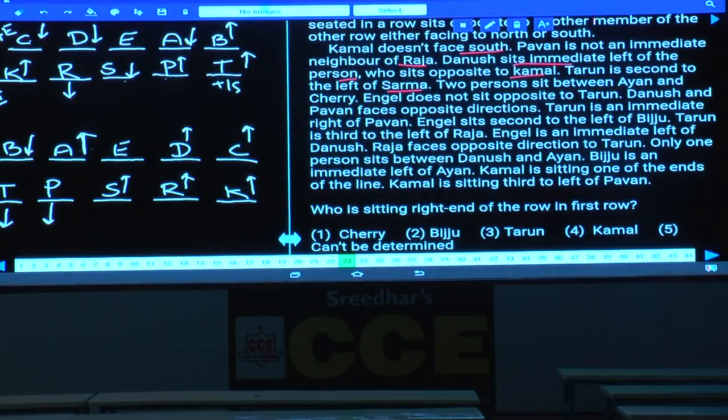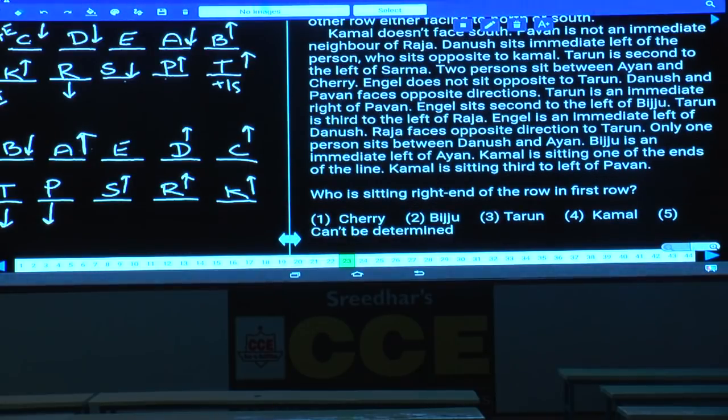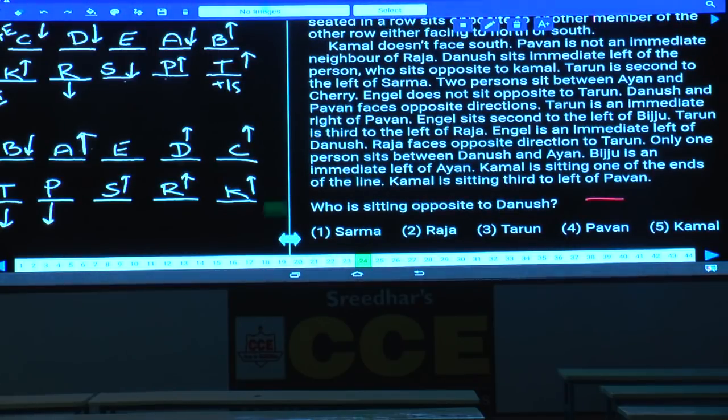Done with this? Now let us go through the questions once. Who is sitting at the right end of the first row? Tell me who is the person seated in the first row right end of the row. The right end of the row cannot be determined, isn't it? Because there are two different cases here in the first row. Then who is sitting opposite to Dhanush? Dhanush and R. In both the cases, Dhanush and R are opposite.